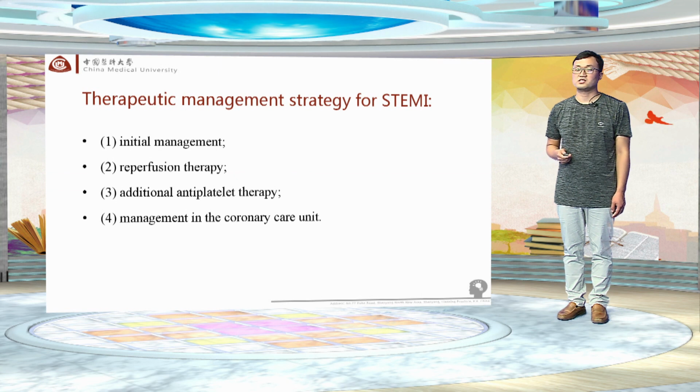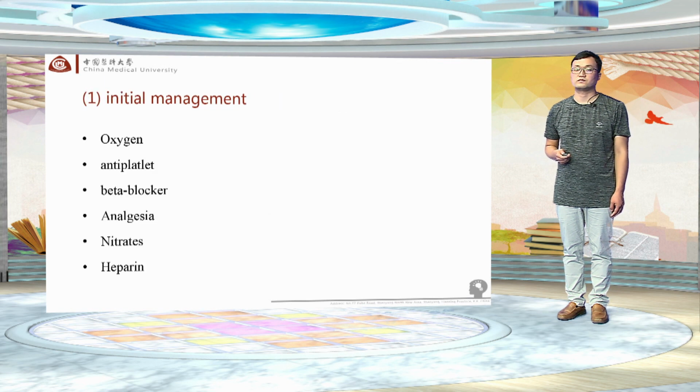The therapeutic management strategy for ST-elevated myocardial infarction is initial management, reperfusion therapy, initial antiplatelet therapy, and management in the coronary care unit. First of all, let's look at the first part, initial management, including oxygen, antiplatelet, beta blocker, nitrates, and so on.